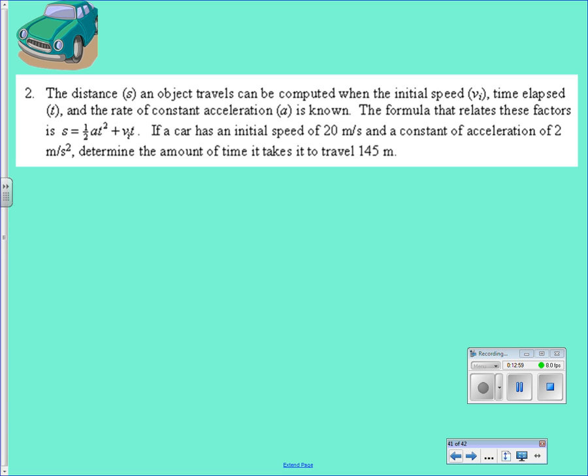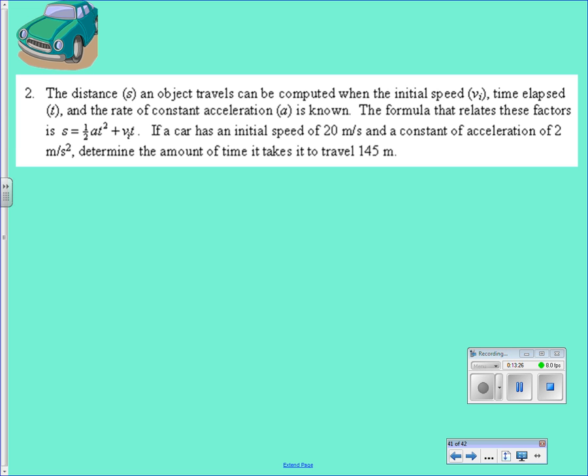So here we have the distance an object travels, which can be computed with the initial speed and a constant rate of acceleration. The formula that relates these factors is 1/2 a t squared plus v_i t. ACT likes to do these things too. They give you some weird, wacky formula, and then they want you to be able to plug stuff into the formula and work it out.